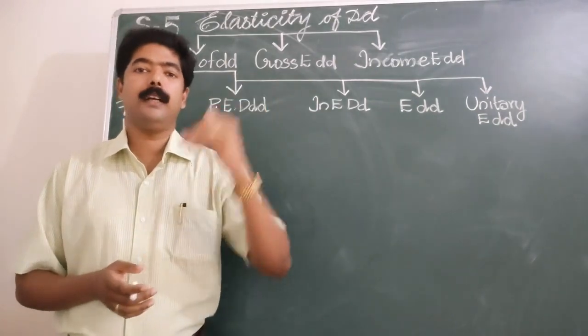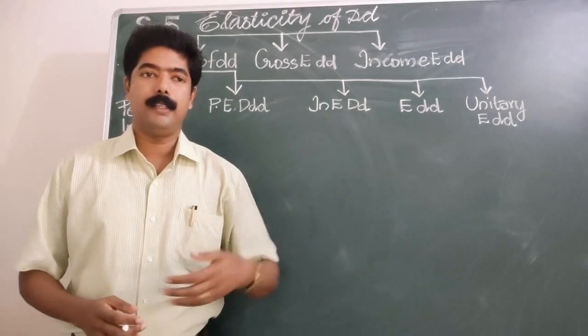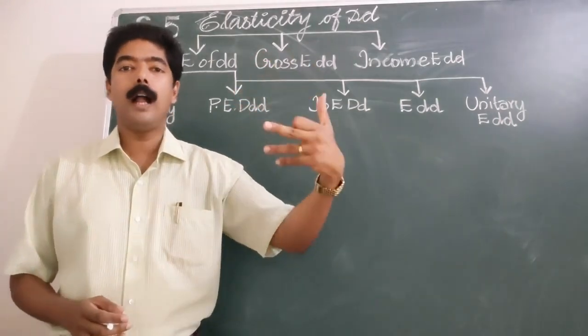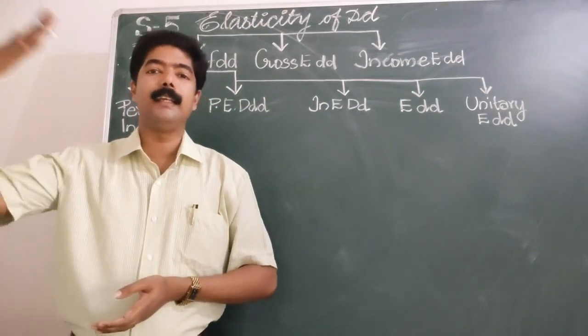If the price of a commodity diminishes or increases, either falls or rises, we need to look at what percentage the price increases or decreases.